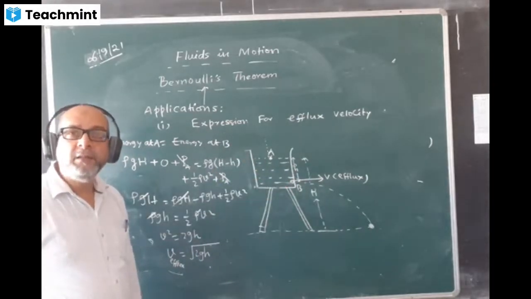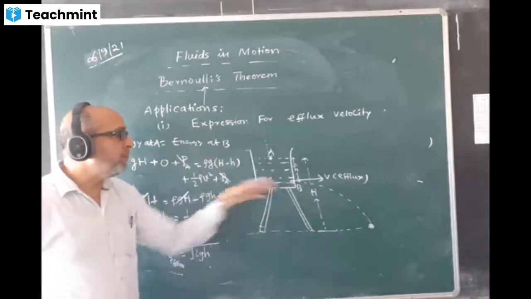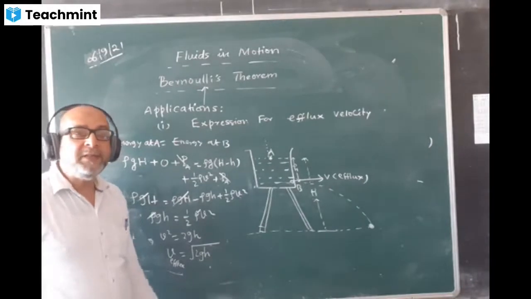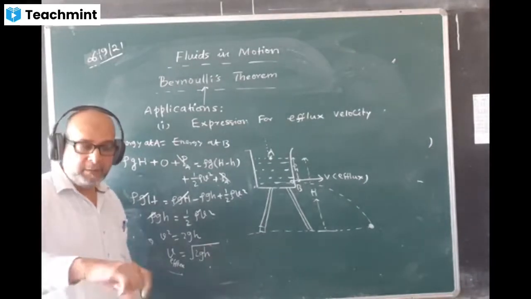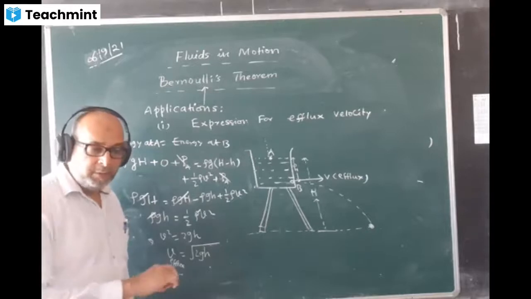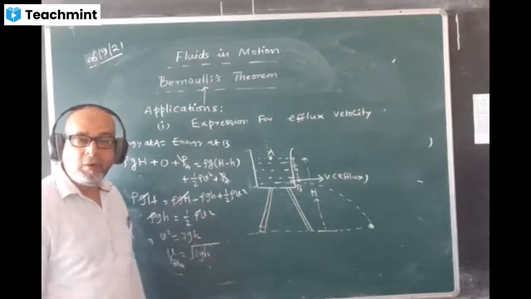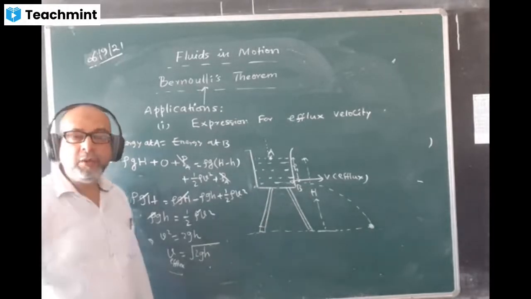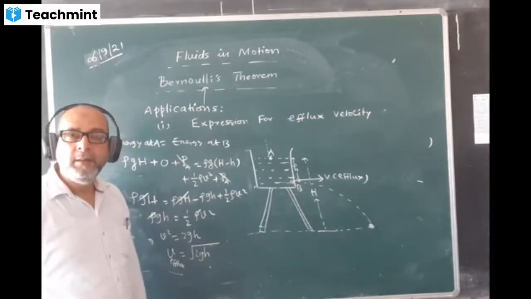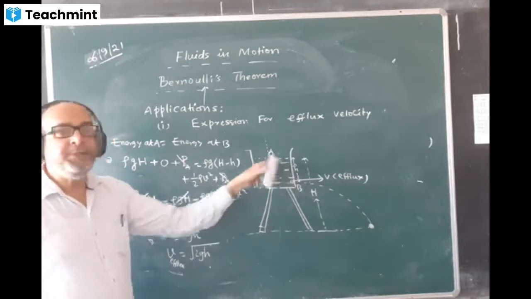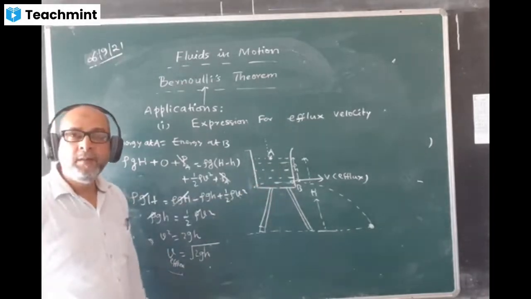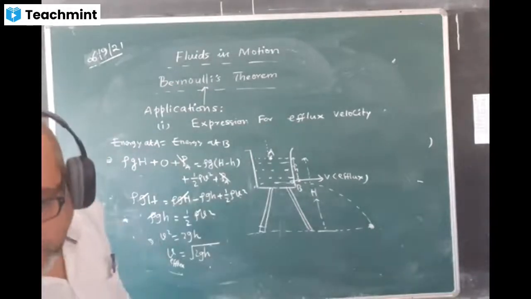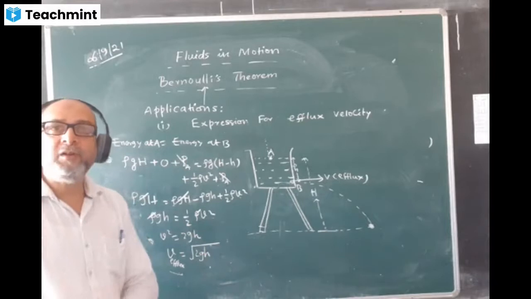And you know this fact: through the hole at the bottom, the speed will be the highest. That is the reason why in water tanks we always make the outlet somewhere near the bottom, through which the water should come out with high speed. If you put the outlet higher up, the speed will be less. Understood? So this is the expression for the velocity of efflux.